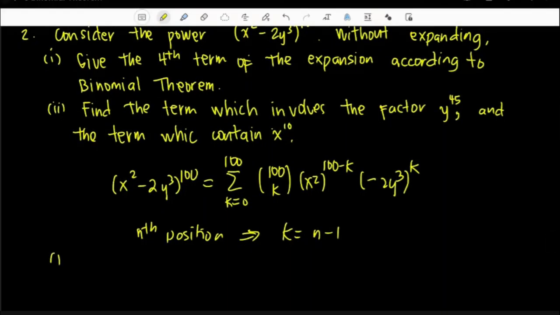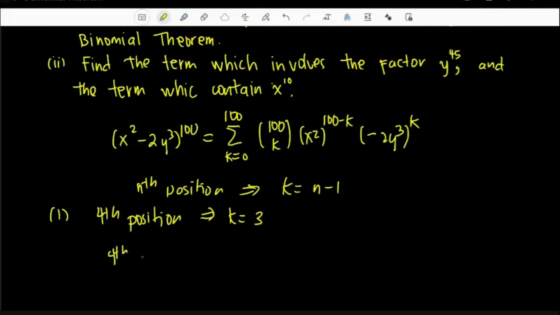So for the first question, we want the fourth position. But the fourth position is given by k equals 3. So the fourth term is 100 taken 3, x squared raised to 100 minus 3, so that's 97, times negative 2y cubed raised to 3.